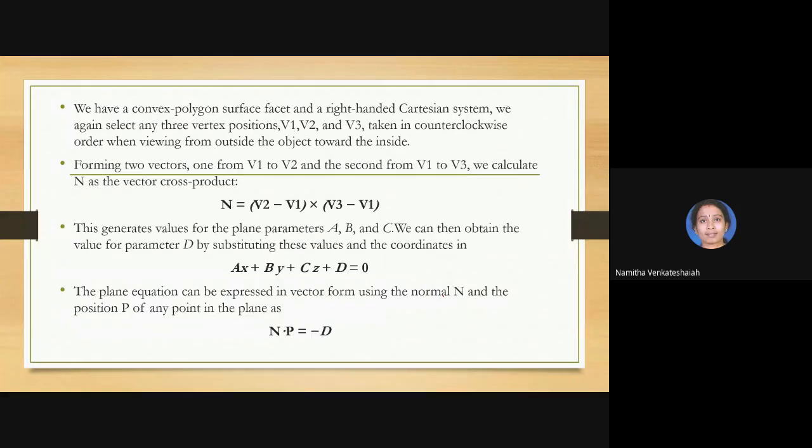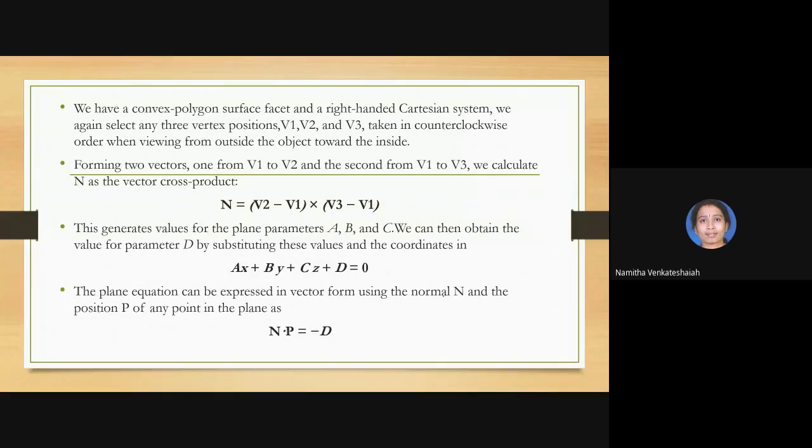You have one more approach to calculate the normal vector, which is using the vector product. Form two vectors, one from V1 to V2 and the second from V1 to V3. Using 3 vertices, you have 2 edge vectors, and if you take the cross product of those, as we previously showed you, you will have the normal vector. That is one way. Also, the plane equation can be expressed in vector form using the normal n. So n dot p will always be -d.